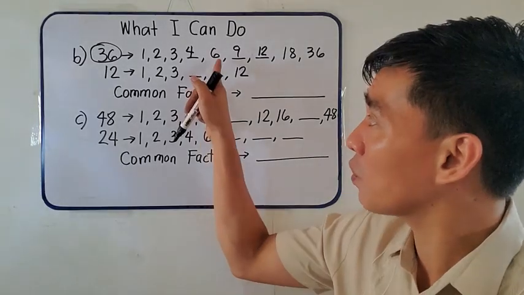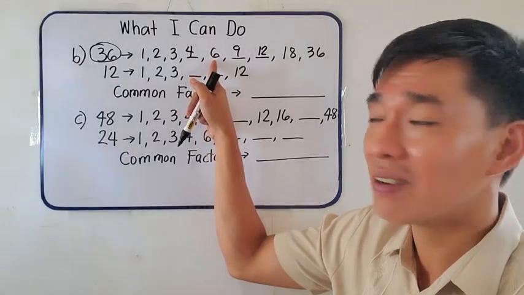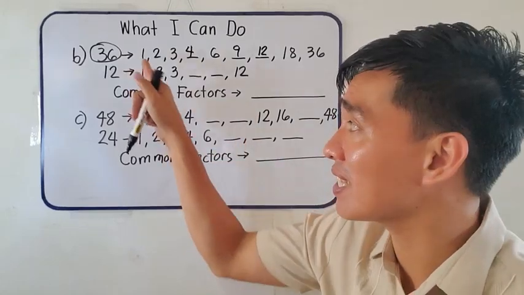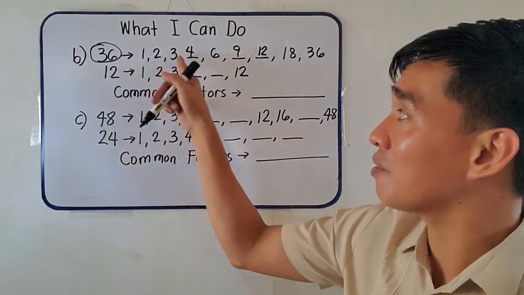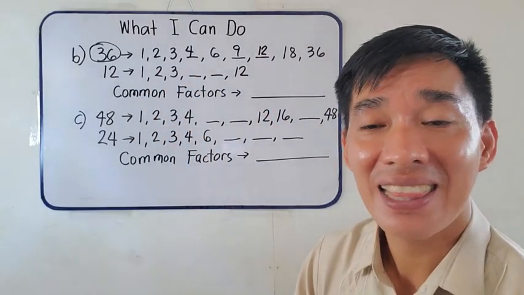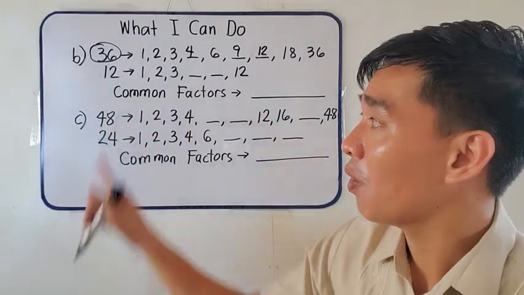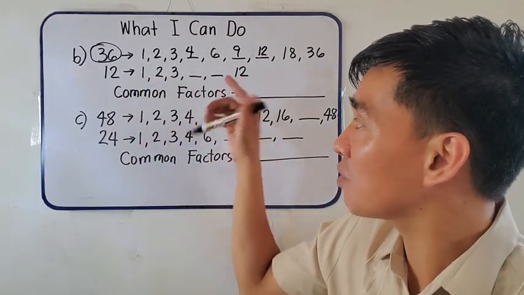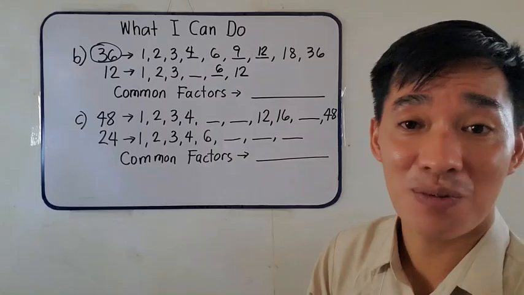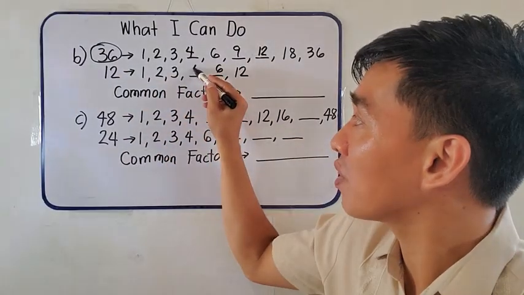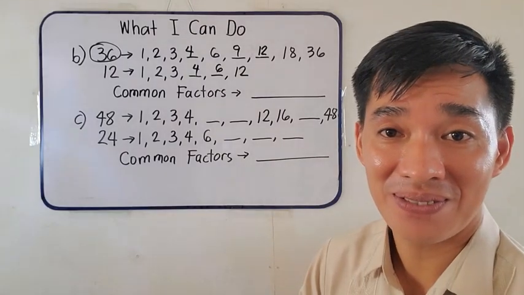So this time, what is to be paired with 6? That's to be multiplied by itself. 6 times 6 is equal to 36. That completes our factors for 36. Let's try 12. 1 times 12, the answer is 12. 2 is to be paired with 6 to make it 12. 3 is to be paired with 4 to make it 12.